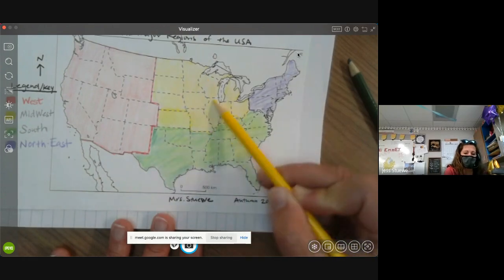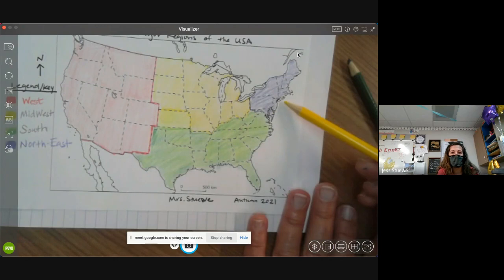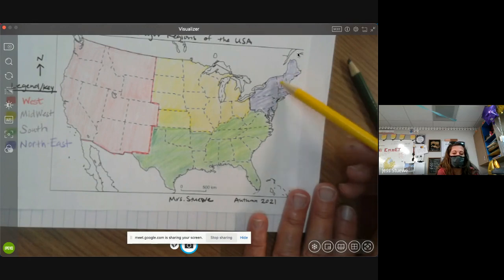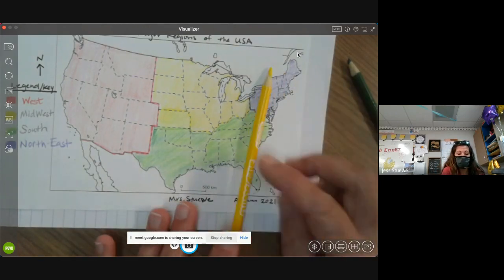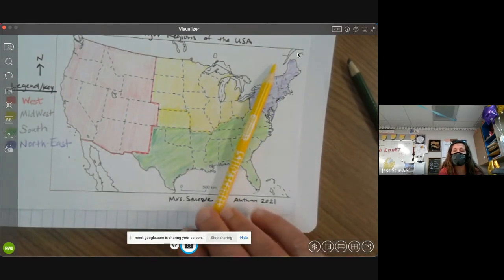If you live in the East Coast over here, Northeast, Maine, Vermont, they're by the ocean. What kind of resources would the people who live up here by the ocean, what would they maybe use, Axel? Fish, whales, yeah. In the Appalachian Mountains, right where my yellow pencil is, in this region, there's a lot of forests.